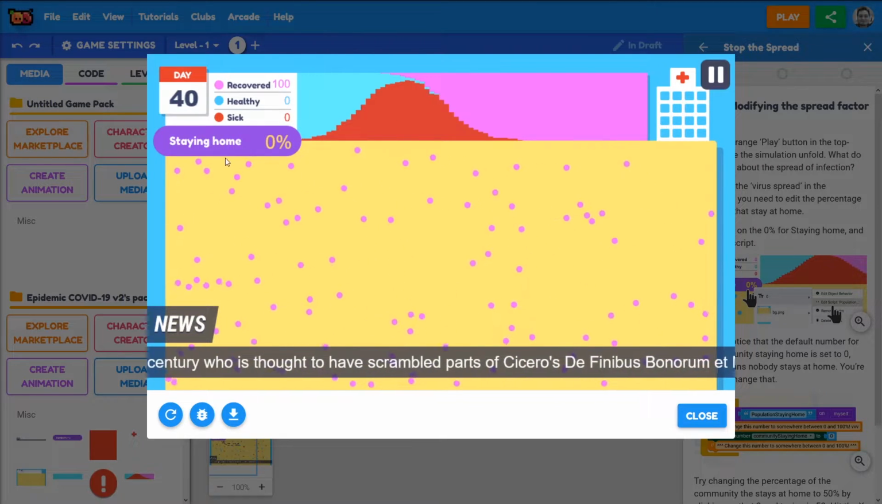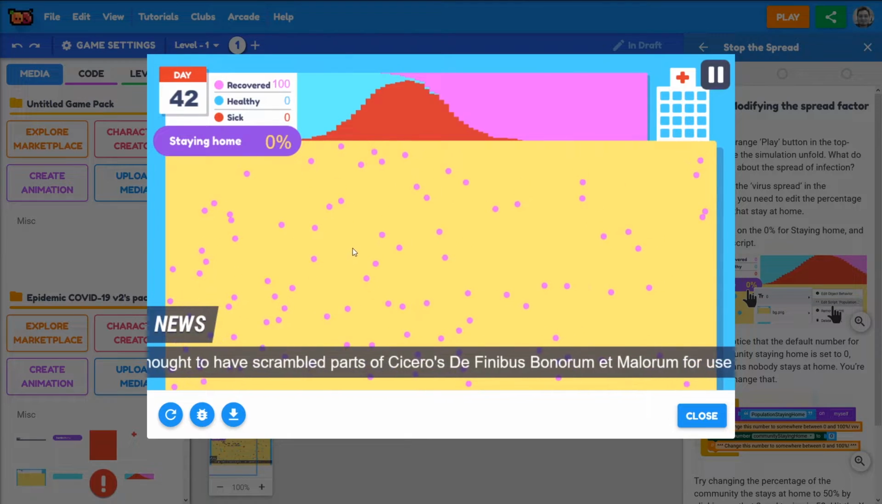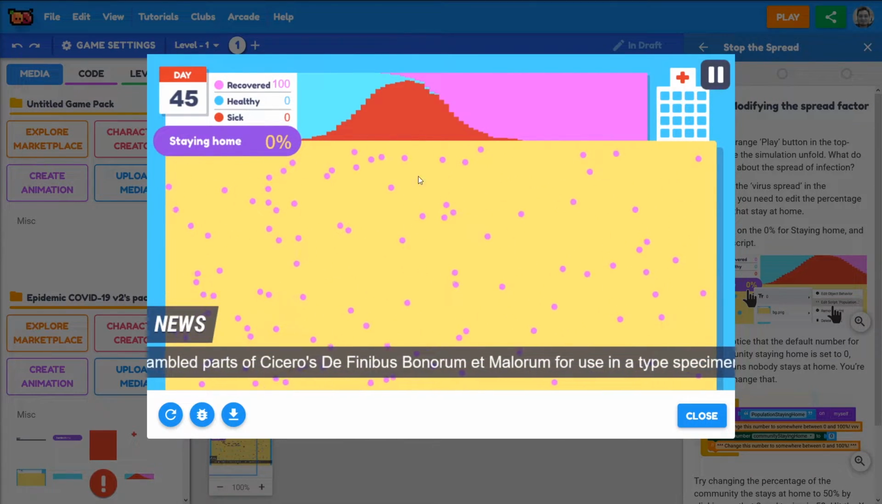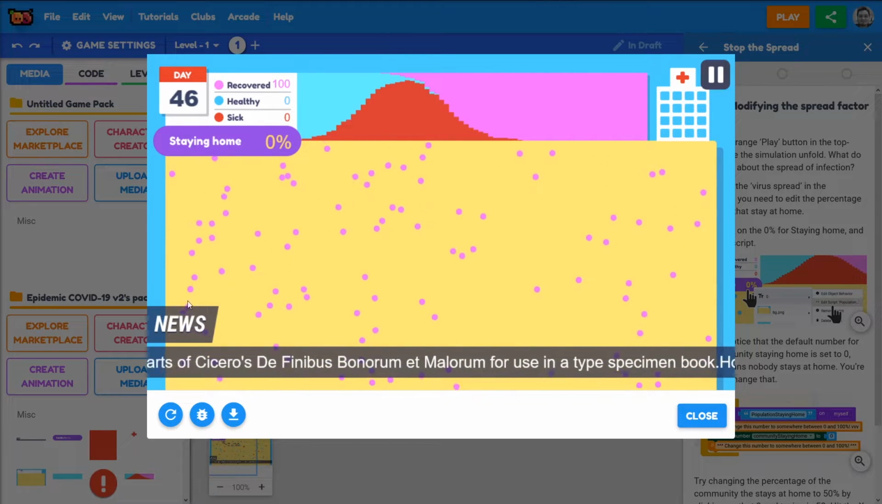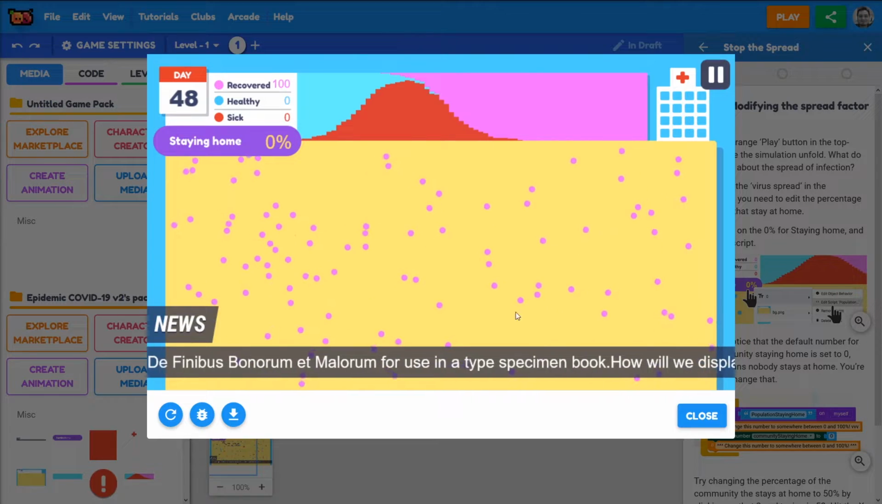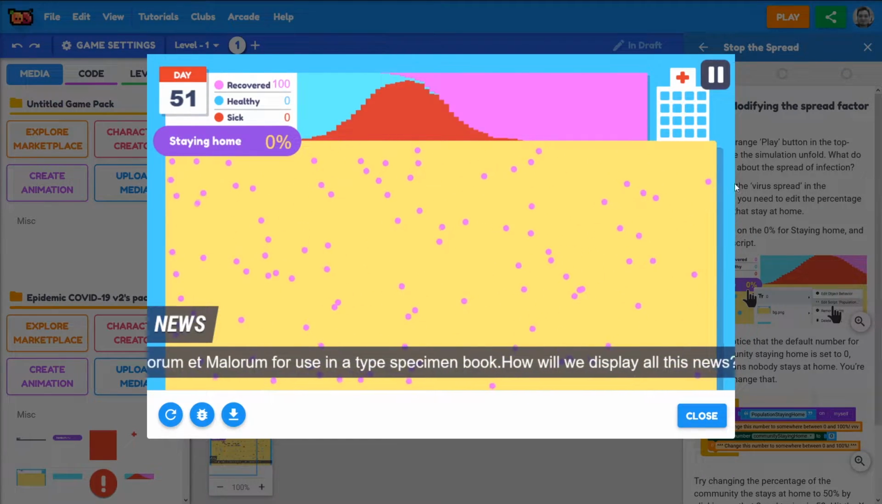So what we can do is affect how many of these collisions happen between people by changing the simulation rate of how many stay at home. And we can also see there's a bit of a news ticker going along down the bottom as well, which we'll look into. But first, let's look at the staying home percentage rate.